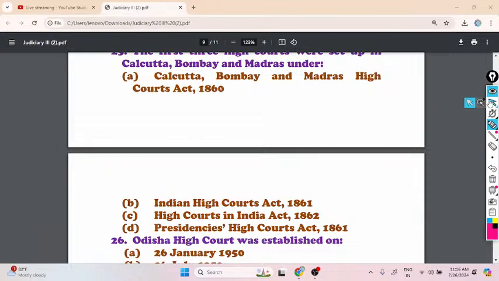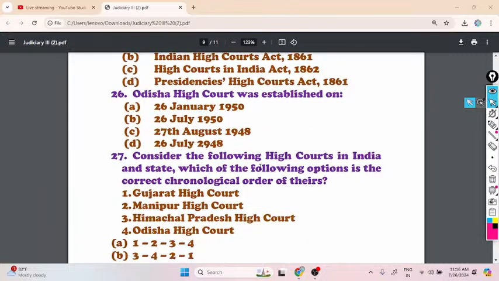Odisha High Court was established on 26 July 1948. Odisha did not have a separate High Court before independence. It was under the Patna High Court, and before that it had been under the Bengal High Court. In 1916 it came under the Patna High Court. It remained for a long time under Patna High Court until it became a separate court in 1948 on the recommendation of the Justice Bira Kishore Ray Committee. The viability was accepted and it was established. So it is 26 July 1948. D.